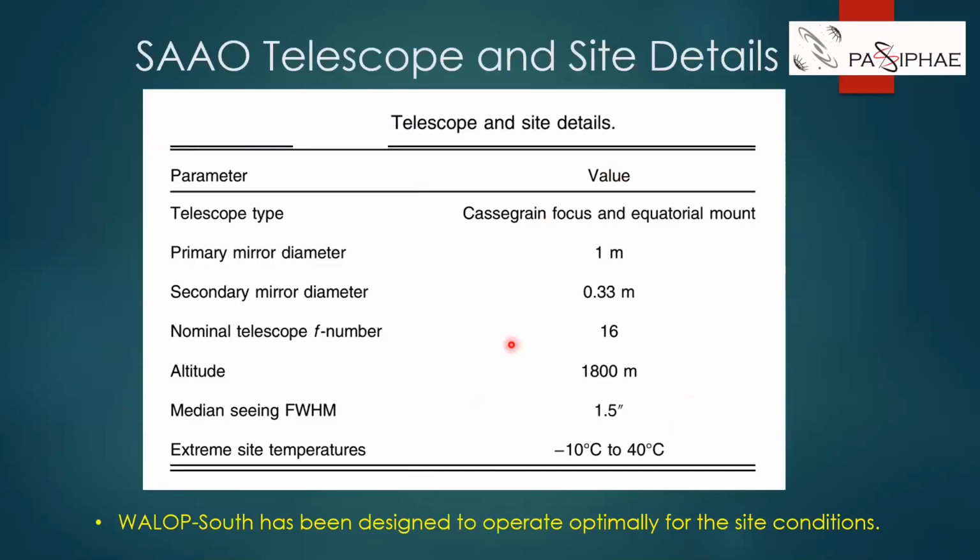The table here captures the telescope and the site conditions for the Wallop South instrument. The 2 key parameters are the site seeing, which is 1.5 arc seconds, that is the median seeing at SAO, and the temperatures, which can go from -10 to +40 degrees Celsius. The Wallop South instrument design, including the optical design, has been made to operate optimally for these site conditions.